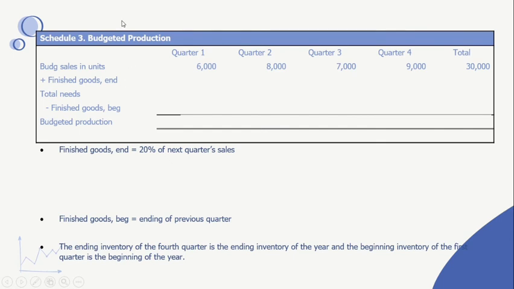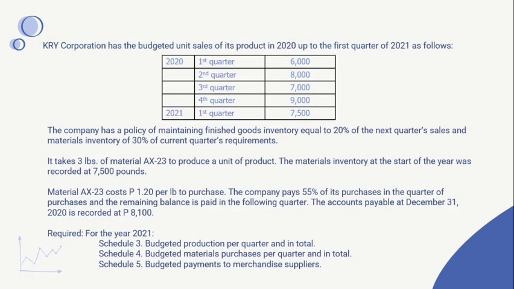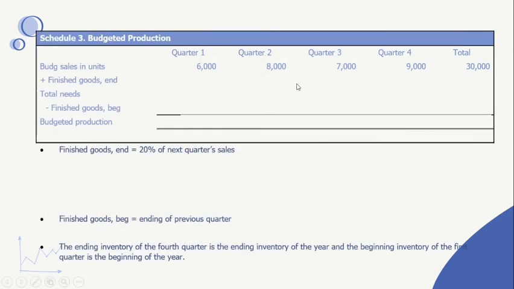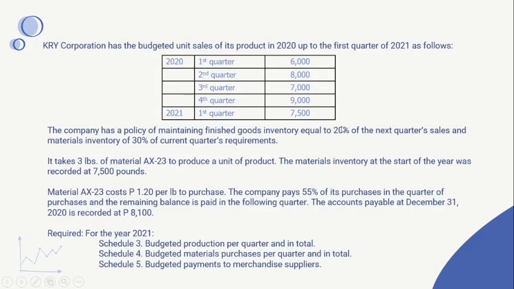So, for Schedule 3, ano ang atong formula? Budgeted sales in units plus finished goods ending. So, total needs, then we have finished goods beginning to get our budgeted production. So, ang atong budgeted sales in units is given na daan. Ani? 6,879,000. Then, ang atong finished goods end is according to the problem, 20% of the next quarter sales.